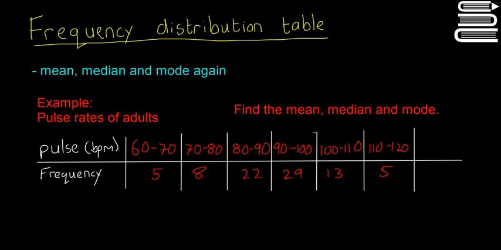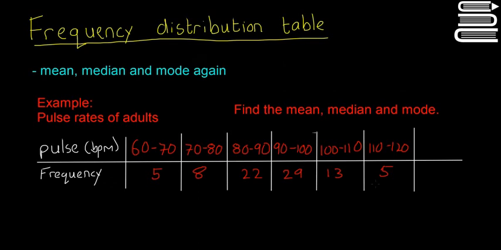It says it's the pulse rates of adults after, I think, when they're sitting down. It doesn't really matter, just for the example question. We need to find the mean, the median, and the mode. The top means that the pulse rate measured was between 60 and 70, 70 and 80, 80 and 90, 90 and 100, 100 and 110, and 110 and 120. And that's in beats per minute.